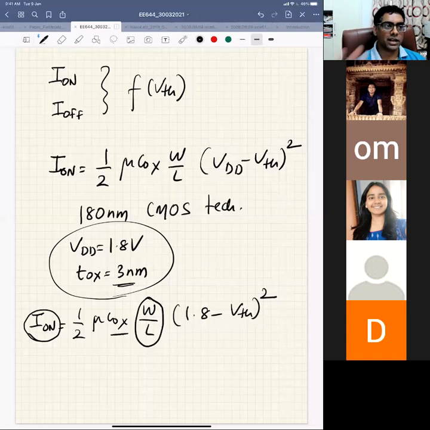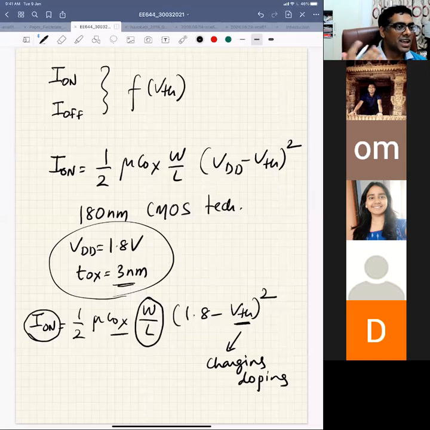If you need higher current from a transistor, you increase width of the transistor or decrease length of the transistor, right? Or you change the threshold voltage. But threshold voltage of the transistor, you need to do it by changing the doping, right? This is the only way, because your oxide thickness is fixed. You cannot play with oxide thickness, and your threshold voltage only depends on Na and oxide thickness. Oxide thickness is fixed, so you could change it by changing the doping.